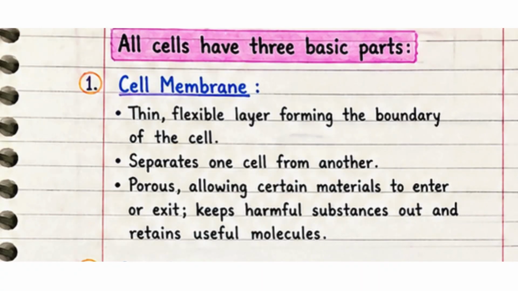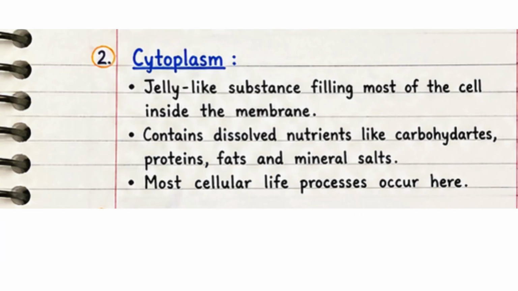First, let's take a look at the cell membrane. The cell membrane is a thin and flexible outer layer. It forms the boundary of the cell and separates one cell from another. It is porous, which means it allows useful substances to enter and lets waste materials exit. And it also blocks harmful substances.